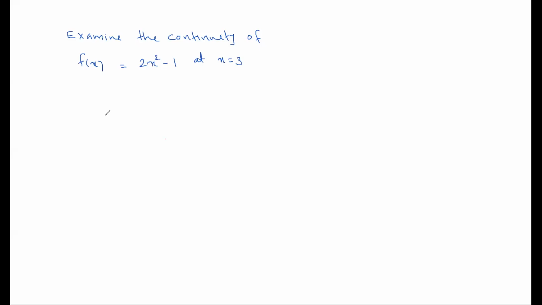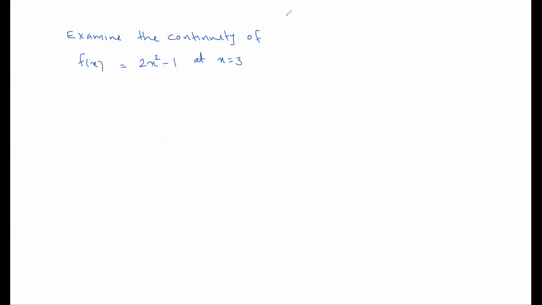So in one way you can say this is a polynomial function. It's a quadratic function, a polynomial function. And every polynomial function is continuous because the graph of a polynomial function is a smooth curve without any break. So every polynomial function is continuous. So this is clearly continuous, not only at x is equal to 3, it is continuous at each and every point, each and every real number.